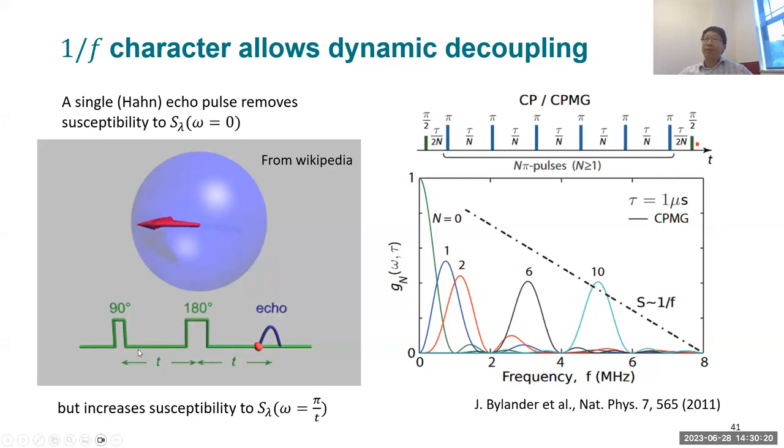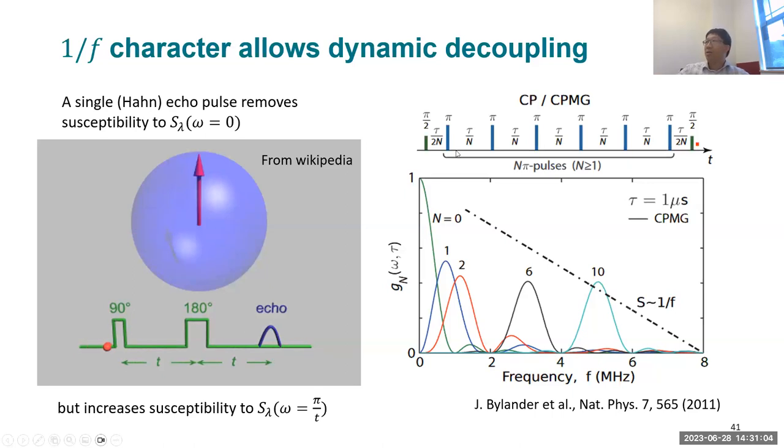This allows you to basically just use a single echo pulse that's going to remove susceptibility to zero frequency noise. If the noise frequency is zero, then you completely get rid of it. But you can see that this process, in fact, increases susceptibility to the noise at this particular frequency, pi over t, if t is the time you wait to do the echo pulse. Because if your noise happened to be flipping sign every t amount of time, then you flip your qubit and the noise also flips, and then you get a constructive effect coming out of it, right?